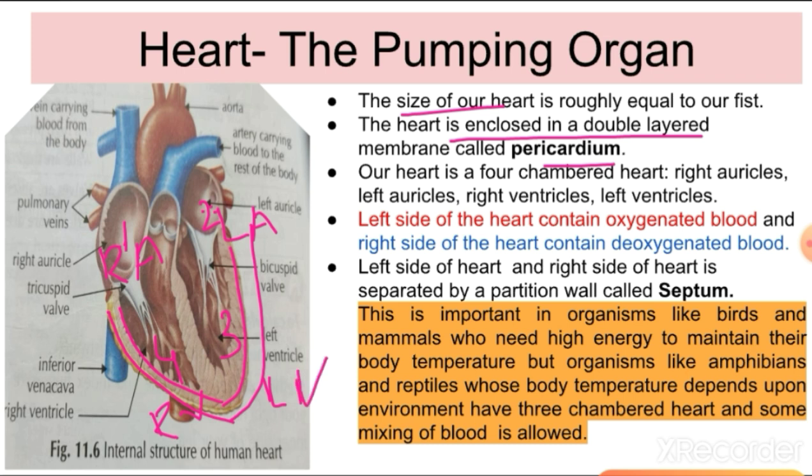So this side is left and this side is right. The left and right sides are separated by a septum. In between, there is a muscle known as the septum. This partition is very important because it separates the oxygenated and deoxygenated blood. How? The left region carries oxygenated blood, and the right region carries deoxygenated blood. So the oxygenated and deoxygenated blood do not get mixed with the help of this partition called the septum.